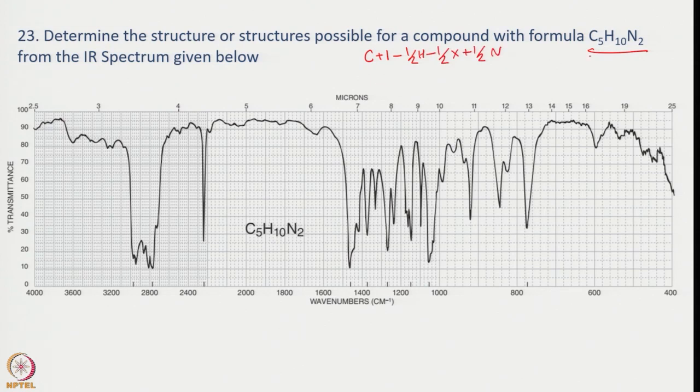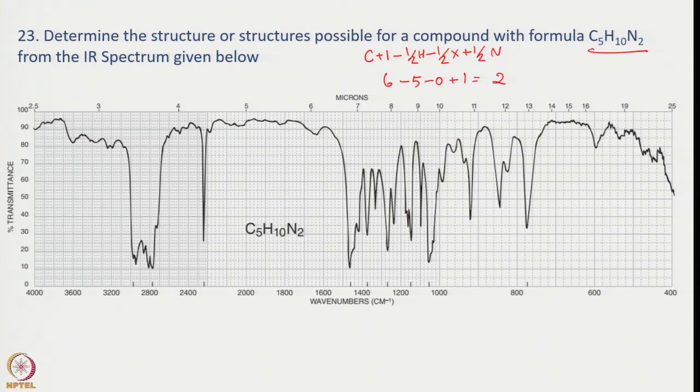So if you just consider here 6, this will be 5, here nothing is there, so plus 1 here. So now 2 is the deficiency. That means possibly there can be a ring, or 2 double bonds, or there can be a triple bond. So let us look into it now.